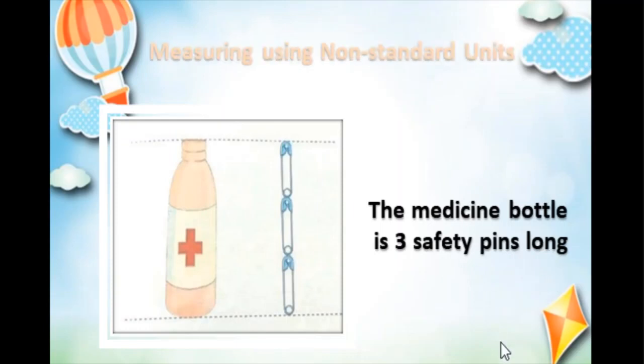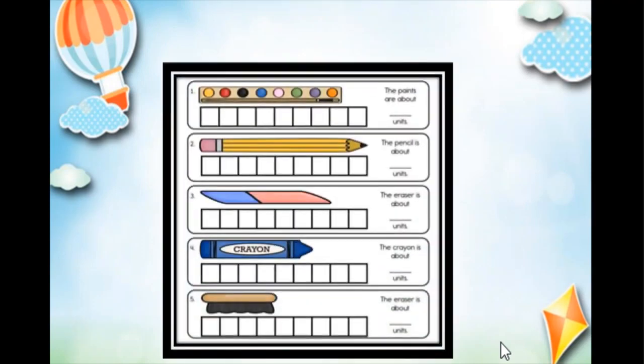That is how you measure objects using non-standard units. That means you use other objects to measure another object. So now, we are going to talk about measuring still. But before we go, let's have another non-standard unit of measuring. Let's try this one, okay? Let's have number 1.